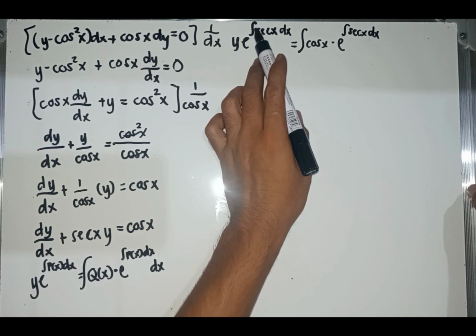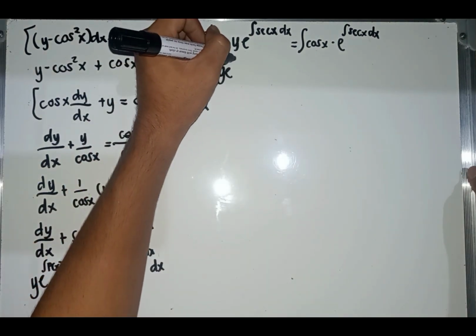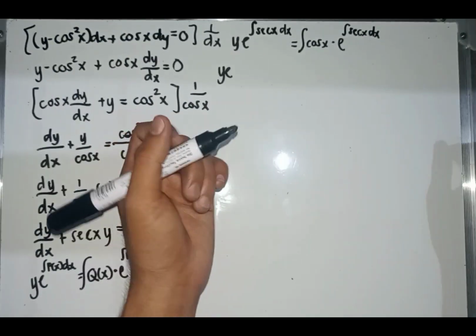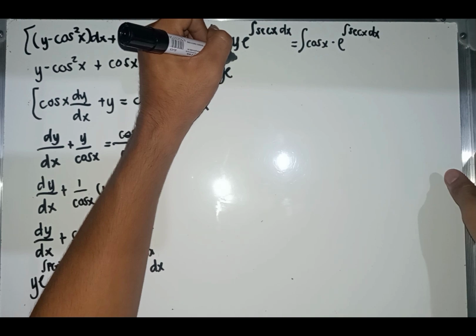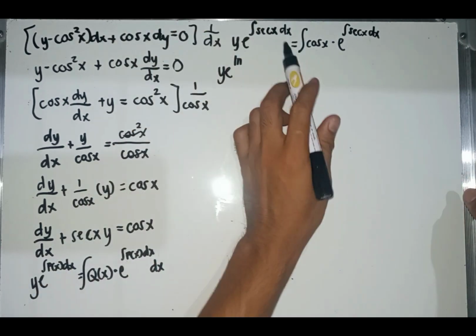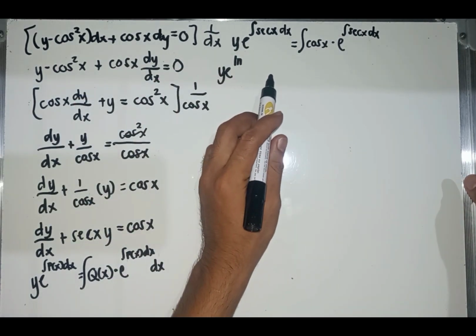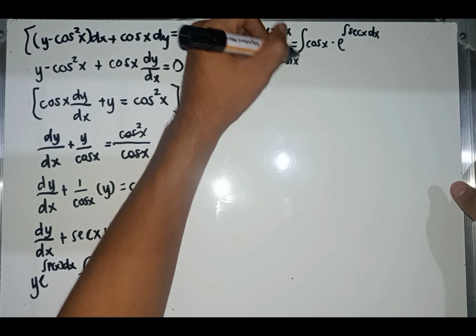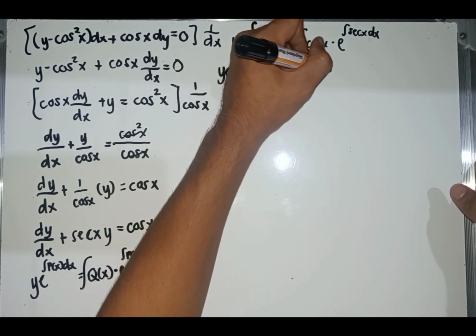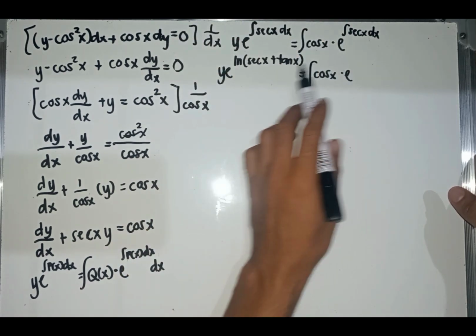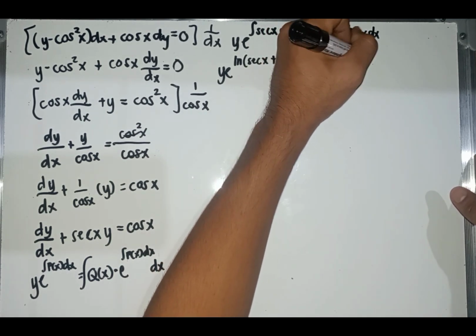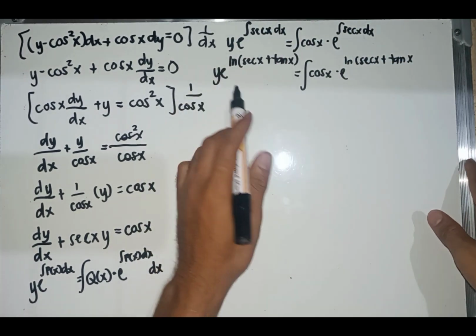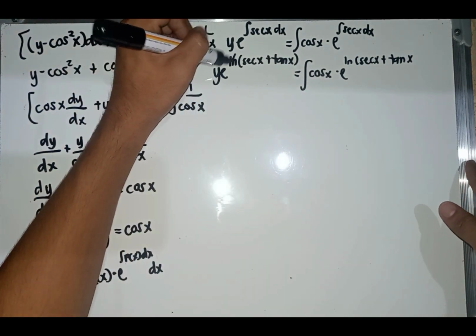Now we're going to integrate the exponents. So we have y e to the power of the integration of secant of x, which is ln of secant of x plus tangent of x, then equal to the integral of cosine of x multiplied by e to the ln of secant of x plus tangent of x. Also we can cancel the e and ln here.